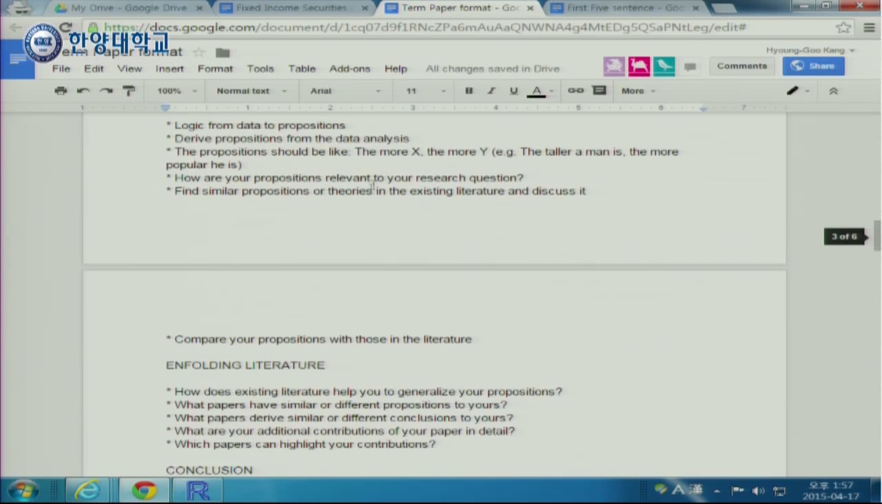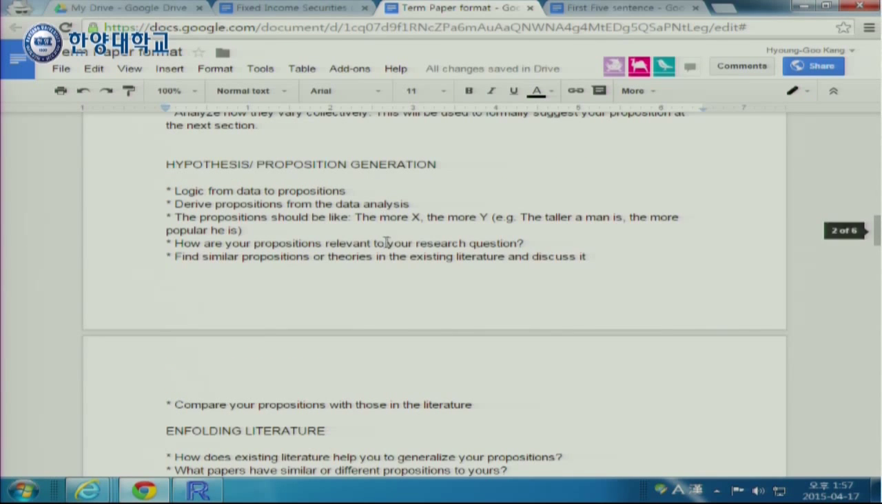And then you have to discuss how your proposition is relevant to your research question. Well, if my research question is whether a taller man is more popular than a shorter man, and if I find this, then maybe I don't have to explain this one. But sometimes you have to explain why your proposition answers your research question. And then you have to find similar propositions or theory in the existing literature and discuss it. Maybe somebody already did this research.